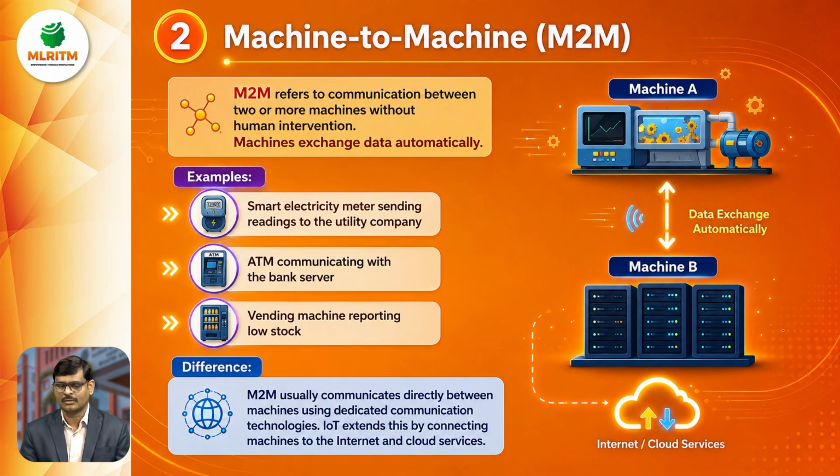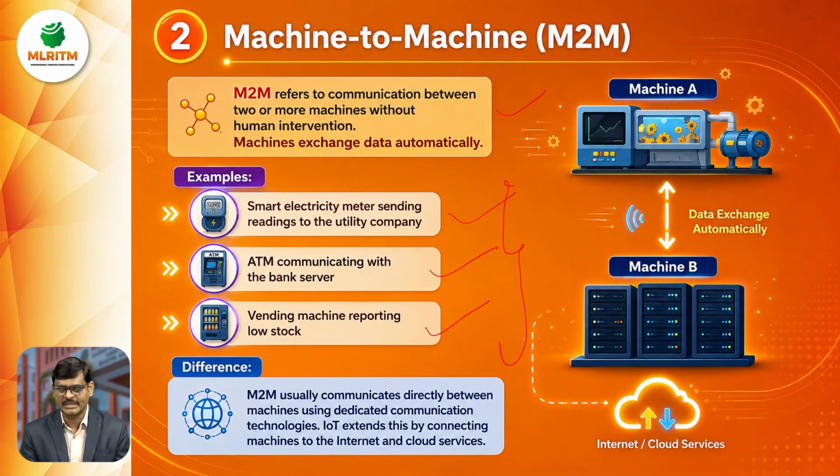Coming to the second one, machine to machine: M2M refers to communication between two or more machines that can communicate without human interaction. Machines exchange data automatically. For example, a smart electricity meter sending a reading to the utility company, an ATM communicating with the bank server, or vending machines reporting low stock. In all these applications, one machine communicates with another machine and exchanges data automatically without human interaction.